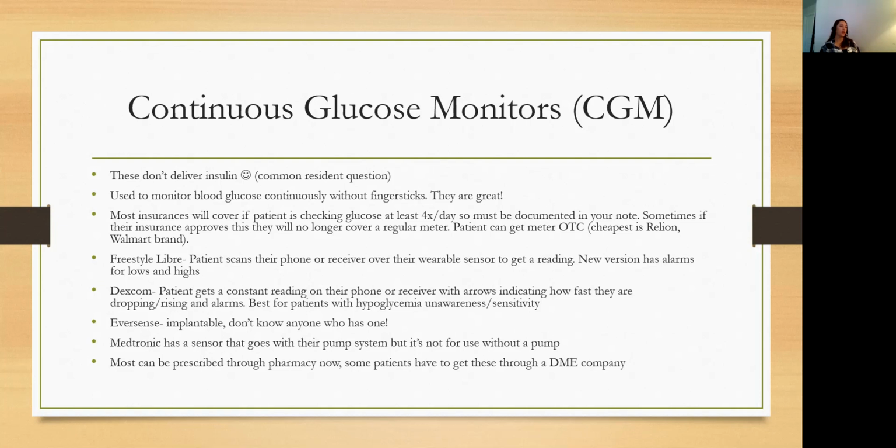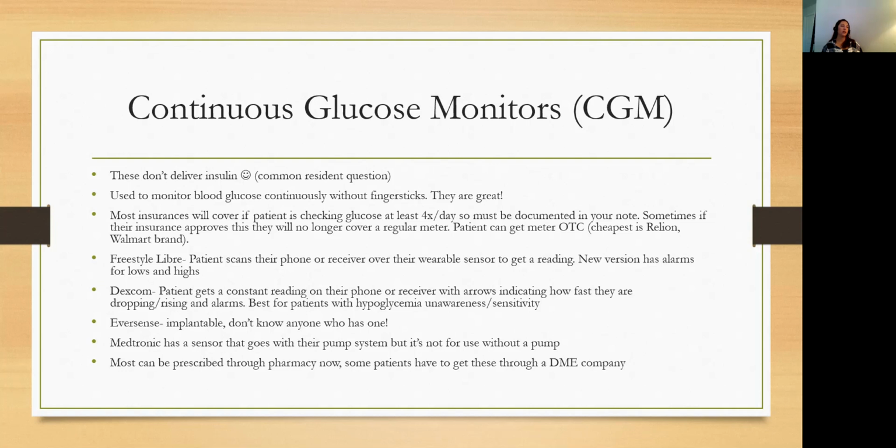And Freestyle Libre and Dexcom are the most common ones of these. Freestyle Libre, you have to actually scan the sensor to get your reading. Dexcom, the patient actually has a continuous reading on their phone or reader that they use. And Dexcom is great because it gives you alarms when you're going low or high. And so Dexcom is best for type 1s and patients that are really sensitive, or they have hypoglycemia unawareness. So sometimes when patients have been diabetic for a long time, they don't have symptoms when they're going low, which can be really dangerous. And so the Dexcom with the alarms is really helpful.